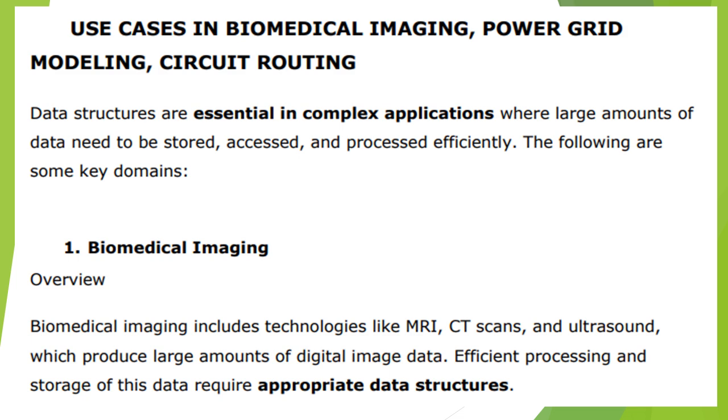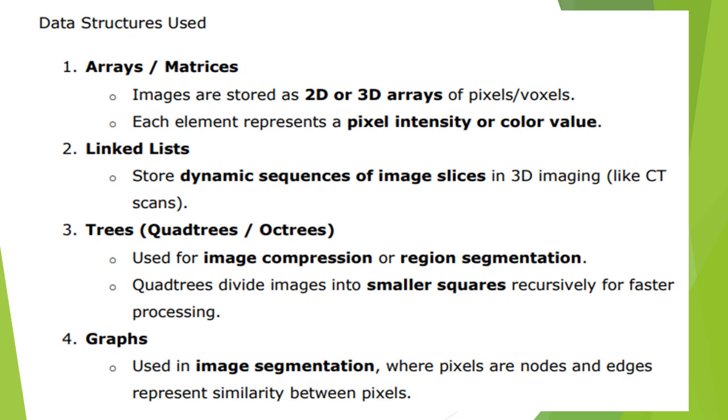Biomedical imaging includes technologies like MRI, CT scans, and ultrasounds, which produce a large amount of digital image data. Efficient processing and storage of this data require appropriate data structures. The various data structures used are array, linked list, tree, and graph. See how it is used in array. The images are stored in the form of a 2D or 3D array. Each element represents a pixel intensity or color value.